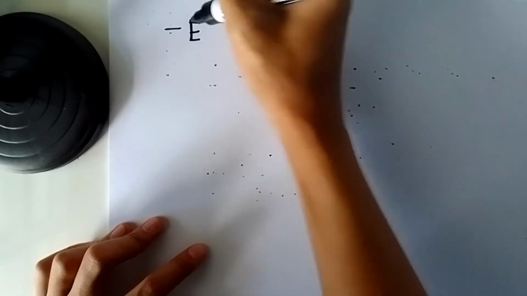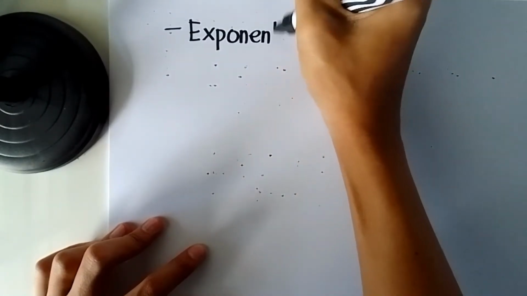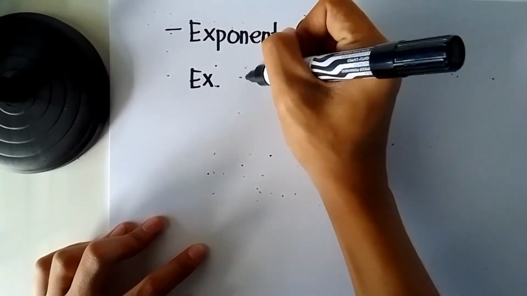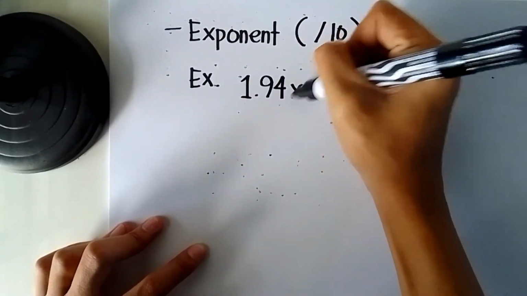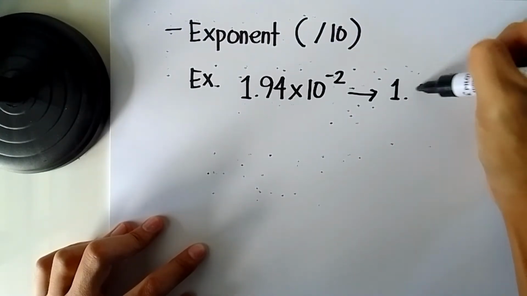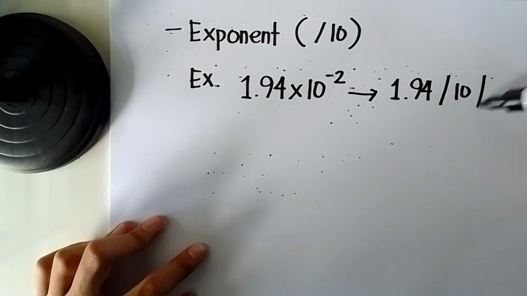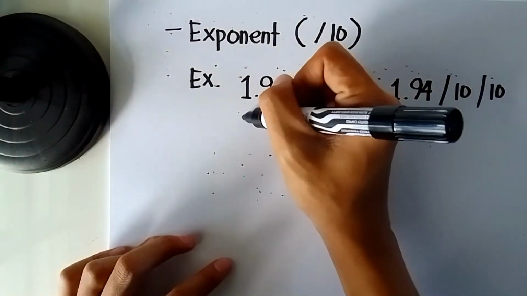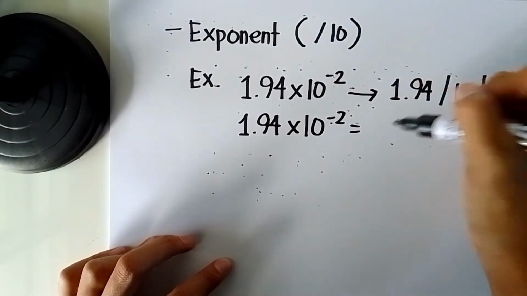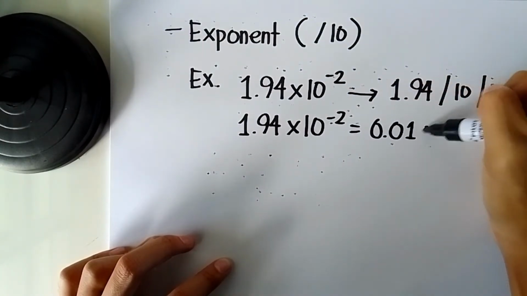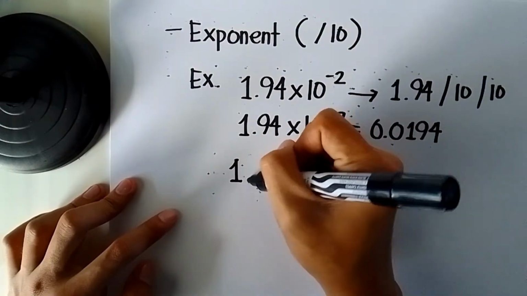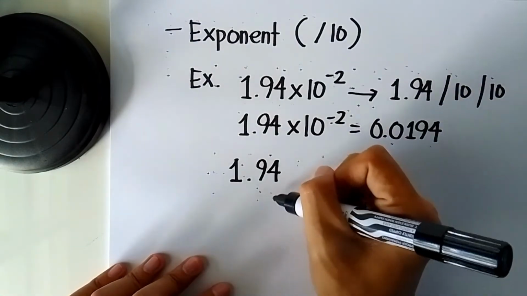A negative exponent tells how many times a number must be divided by 10 to convert it into decimal notation. Like for an example, 1.94 times 10 raised to the power of negative 2 can be technically translated as 1.94 divided by 10 two times. So 1.94 times 10 raised to the power of negative 2 is equal to 0.0194.